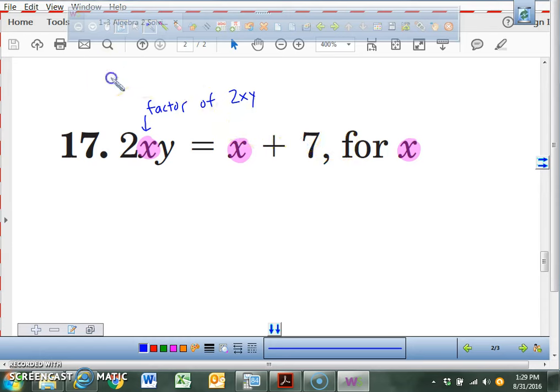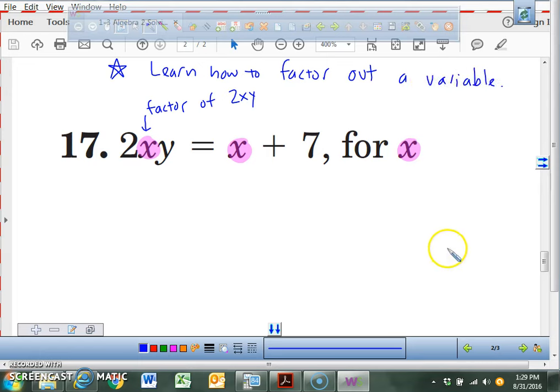So, what we're going to learn, write this down, is how to factor out a variable. We're going to learn how to factor out one of those variables when we need to. So in your journal, write that down as the instructions. How did I factor out that variable? You go back and look at it.